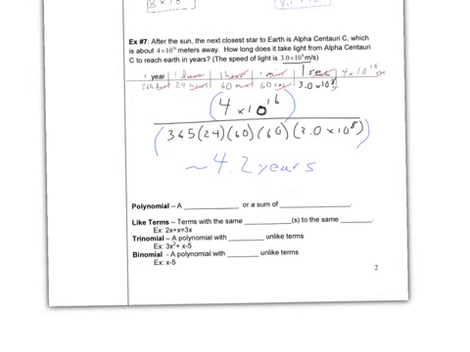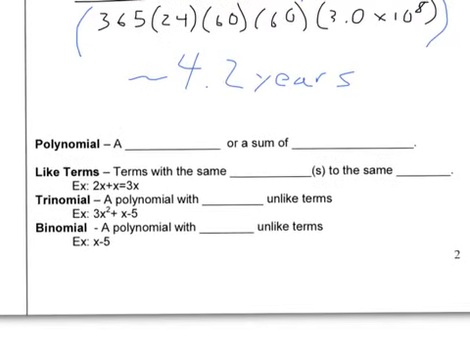Okay, I'm going to define these terms, and then I'm going to finish this part of the video for now. So, polynomial, this is a monomial, or a sum of monomials. Okay, remember that a polynomial is either a monomial or a sum of monomials. So that's important to know. Okay, like terms is something that we should already know, but these are terms with the same variable to the same power.